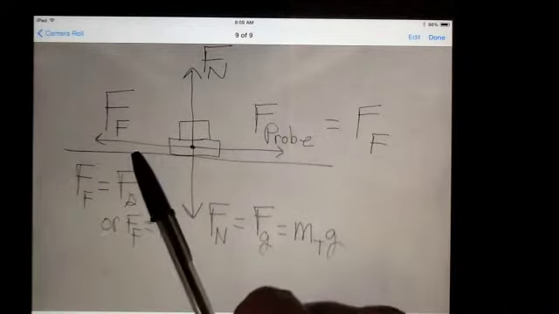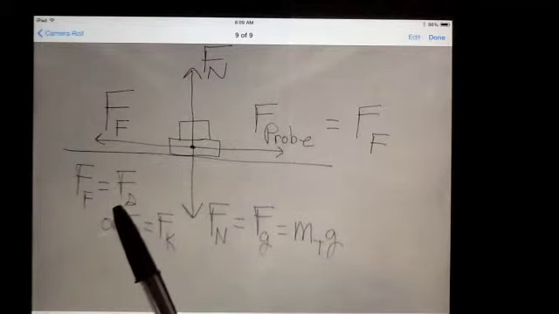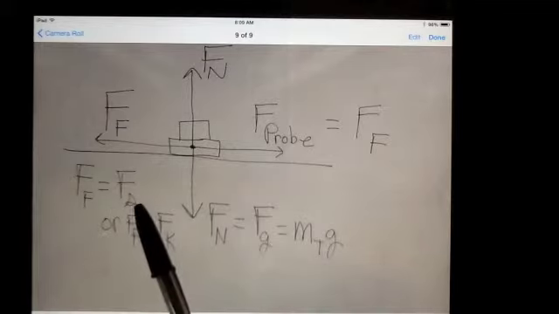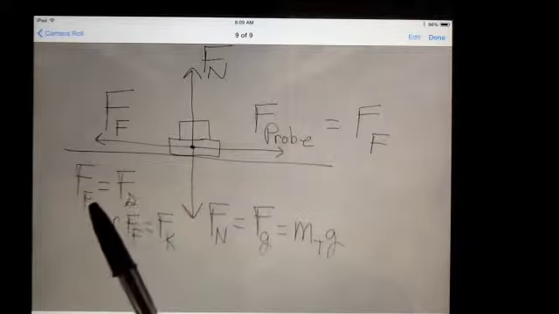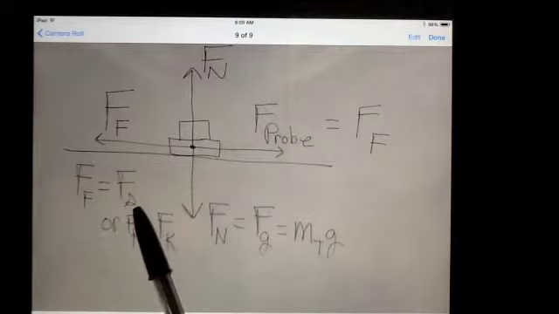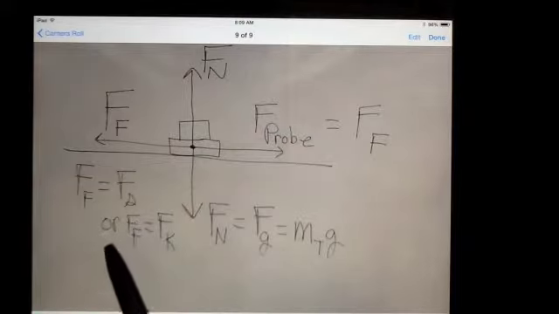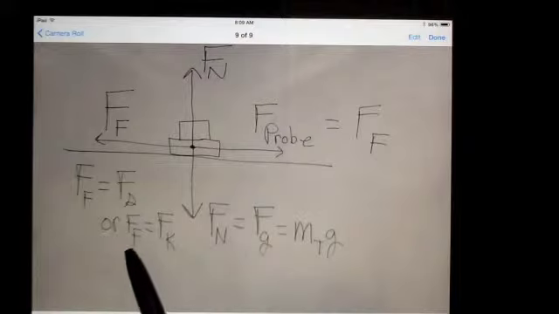So basically my forces are balanced, and the force of the probe has to match the force of friction. There's two forces of friction. Before I start moving, I have a static, that means not moving. So my force of friction is equal to F sub S, that's the static friction. Once I start moving, my force of friction is equal to the moving force of friction, which is kinetic. So that's F sub K.